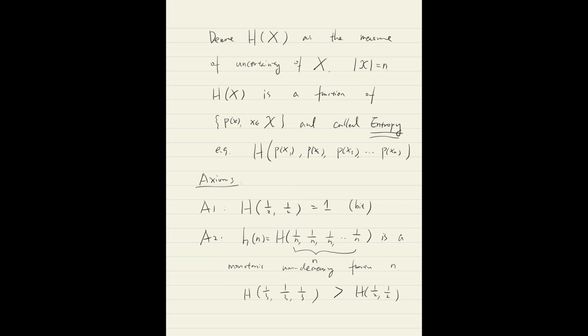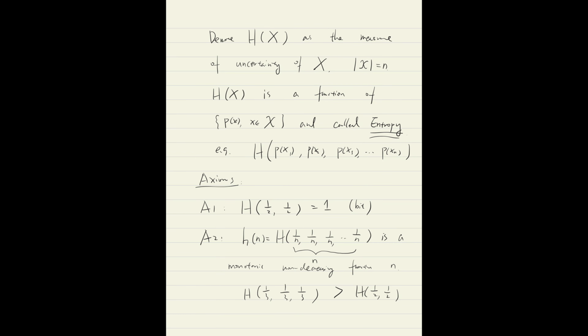Let's think about it. If I have 3 outcomes that happen with probability 1/3, and compare that to this one, intuitively, which one is more uncertain? 3. Exactly, you're right. So this one is bigger than that. It basically means that this function, small h of n, is a monotonic increasing function, right?